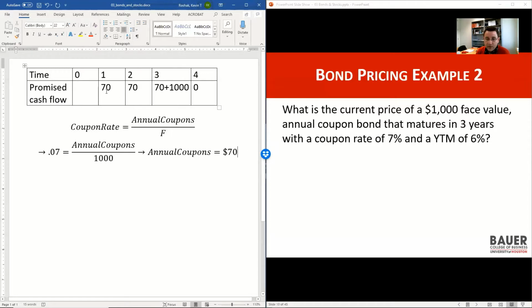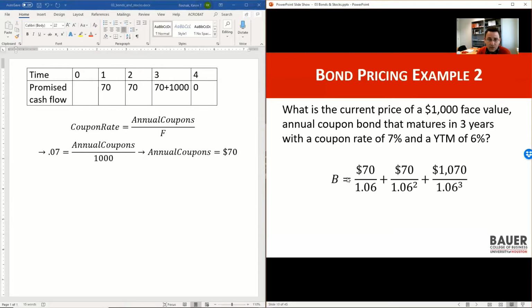So we have the cash flows. We have a yield to maturity of 6%. We know that we just discount the cash flows by the yield to maturity to get the price of the bond. So that's what we'll do next. Just like any other stream of cash flows, discount them to the present. So that first $70 gets discounted once, then twice, then the 1,070 gets discounted 3 times. You can plug all that into your calculator and get a value of $1,026.74.